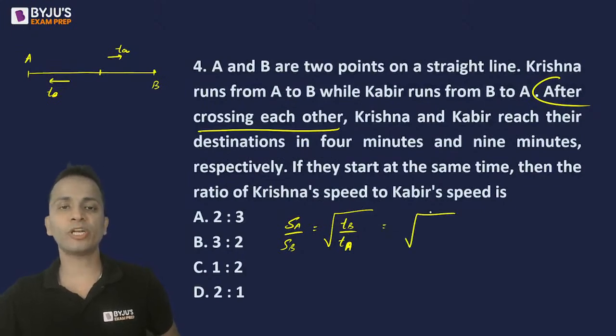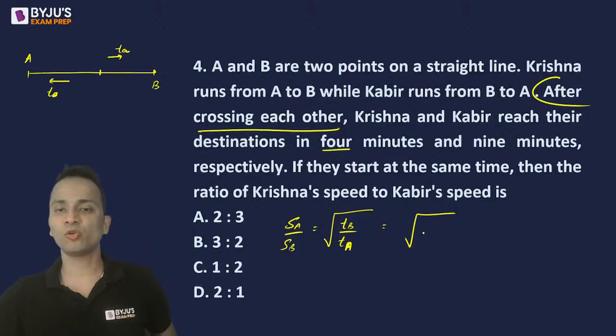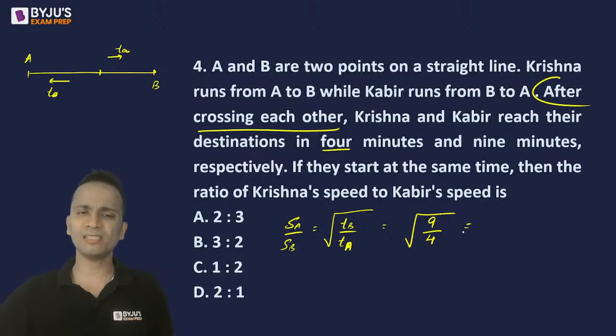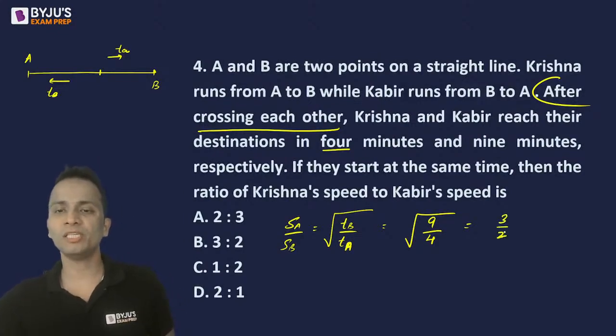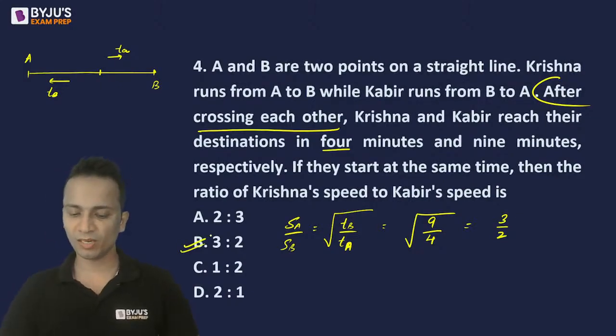Okay. So Krishna has taken how many minutes? 4 minutes. So it will go in the denominator. And Kabir has taken 9 minutes. So the answer should be square root of 9 by 4. So it should be 3 divided by 2, or 3 is to 2. That is option B.